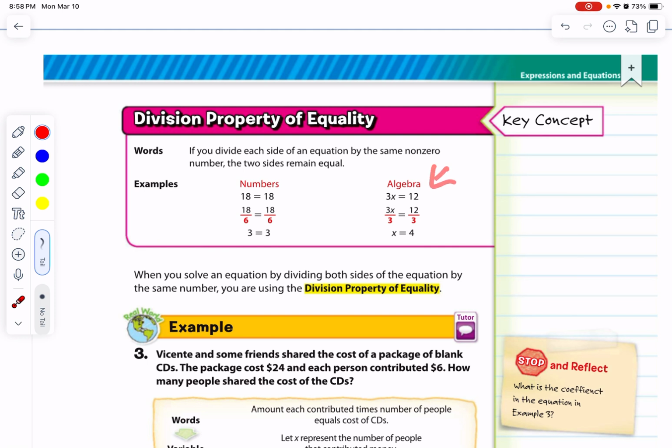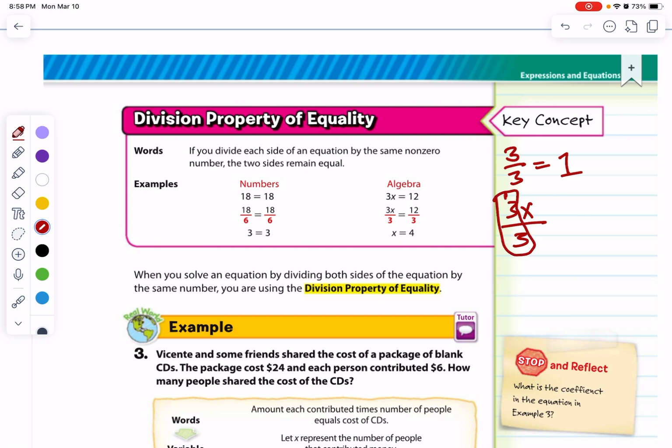So here's the algebra example. We had 3x, and I'm going to explain this for a second. What is 3 over 3? We consider that the same as one whole, right? So when we take 3x, or 3 times x, and divide it by 3, here's our one whole. 3 divided by 3 is 1, so that equals 1x. And now we're thinking about the identity property, which states that anything we multiply by 1 is just that number. So 1 times x is just x.